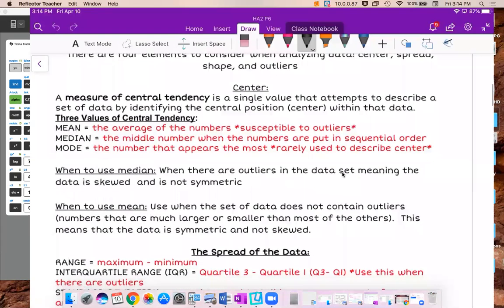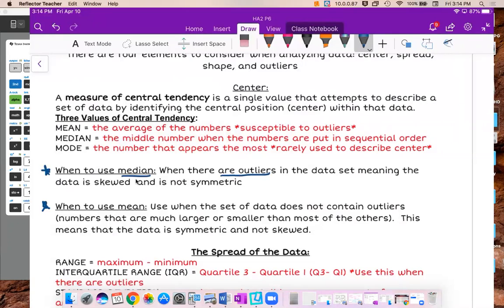Okay, so these are two things you guys definitely want to write down because we're going to use this a lot. So it says when to use the mean to describe the center. You want to use the median when there are outliers in the data set, meaning the data is skewed and is not symmetric. So if there are outliers, you're going to use the median.